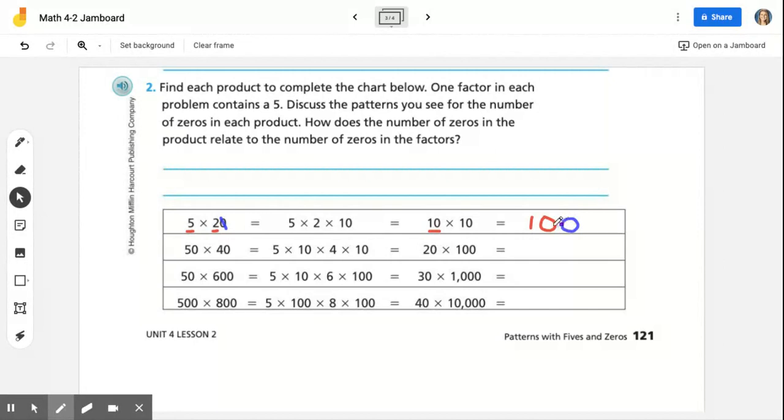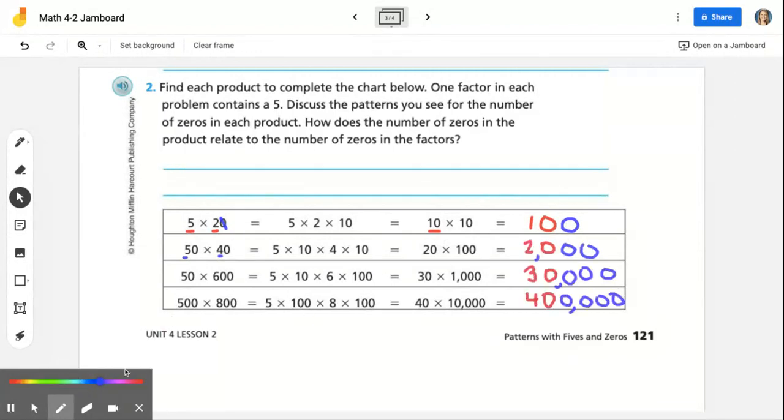What I'd like you to do is solve the remaining 3 multiplication sentences. Go ahead and try it using the rules that we were following in the previous lesson. Do the math fact, ignore the zeros, and then add the zeros in, and then notice patterns as you do this.